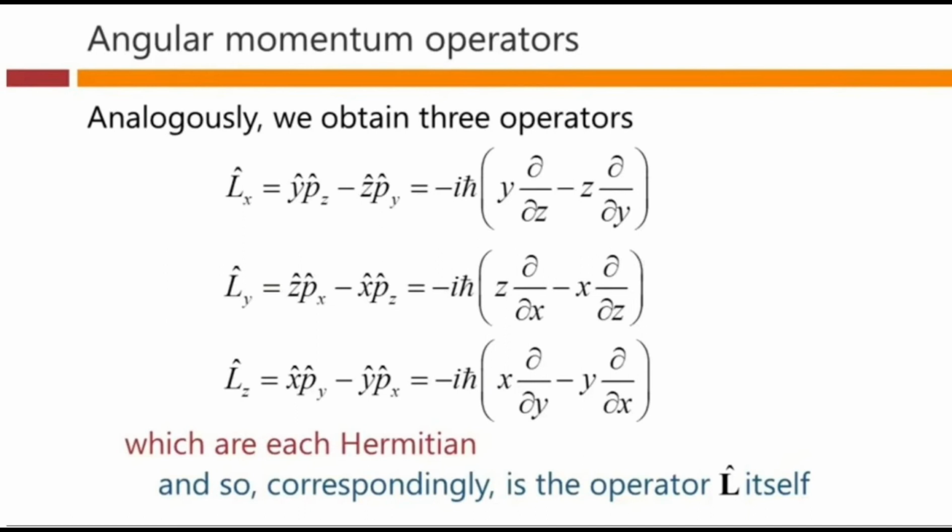Thus, we obtain three operators Lx, Ly and Lz. Lx equal to y pz minus z py, that is equal to minus i h bar of y dou by dou z minus z dou by dou y. Similarly for the Ly and Lz operators. And each of these operators we could check is Hermitian.